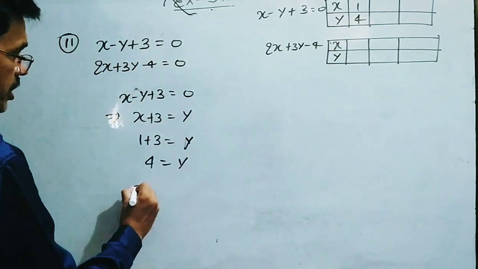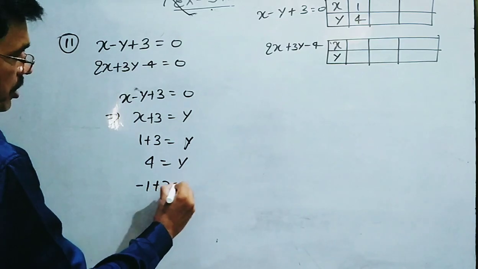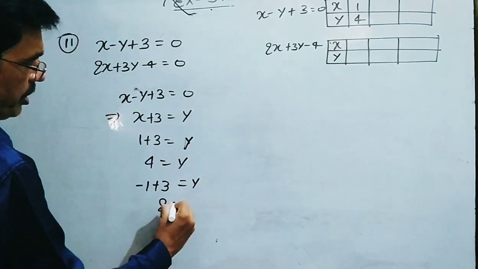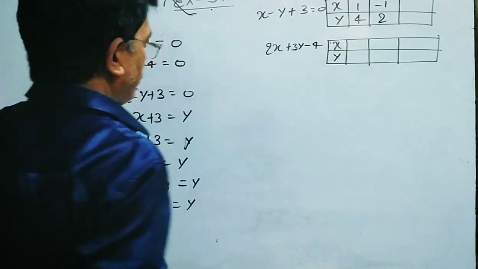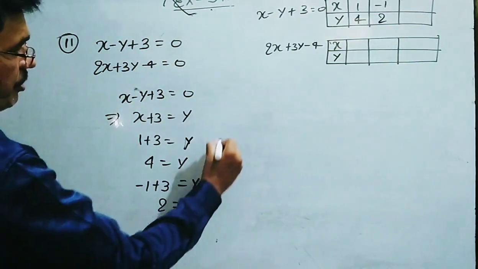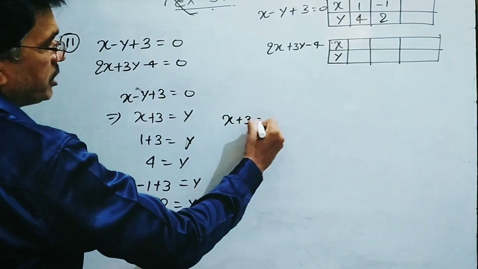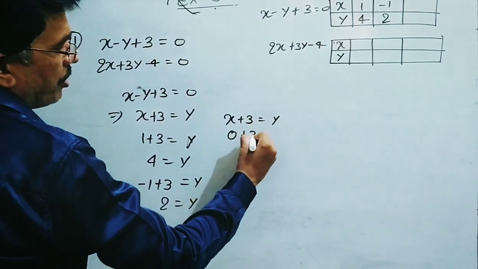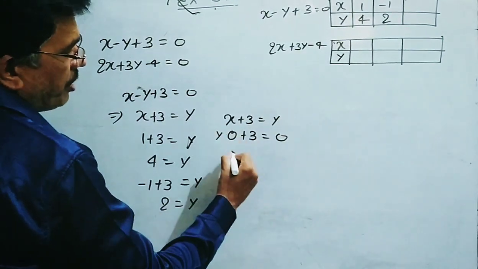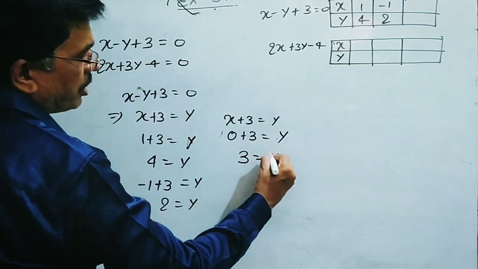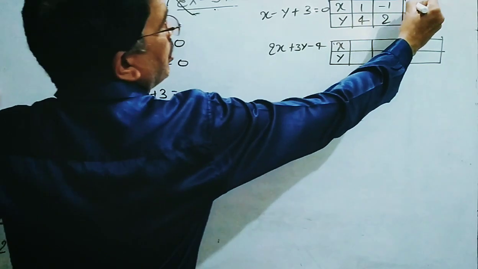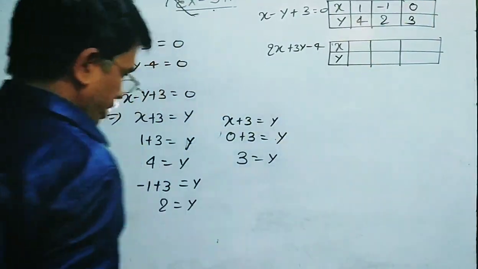Next you write x is equal to minus 1. Then what is y? Then y is equal to 2. X is equal to minus 1, then y is equal to 2. Now write x is equal to 0. X plus 3 is equal to y. You write x is equal to 0, plus 3 is equal to y. Then what is the value of y? That is 3 is equal to y. When you write x is equal to 0, then y is equal to 3.